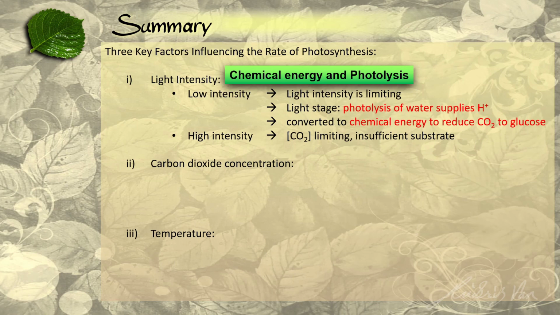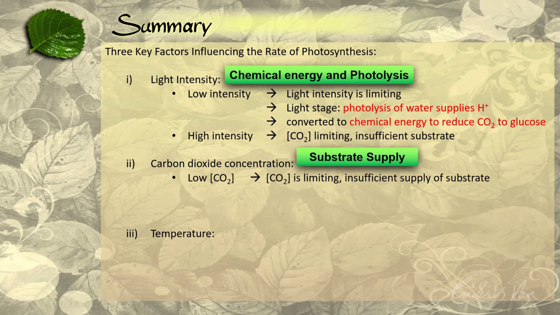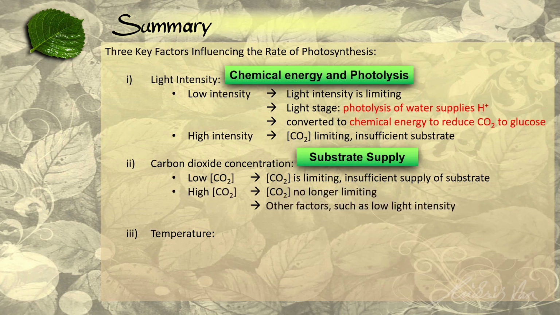Carbon dioxide concentration affects the rate of photosynthesis because it is the substrate. You need carbon dioxide in order for you to get glucose. The glucose is made up of carbon dioxide. So at low carbon dioxide concentration, carbon dioxide is the limiting factor since there is insufficient substrate. At high carbon dioxide concentration, it is no longer a limiting factor. Other factors such as light intensity or temperature could be the limiting factor.